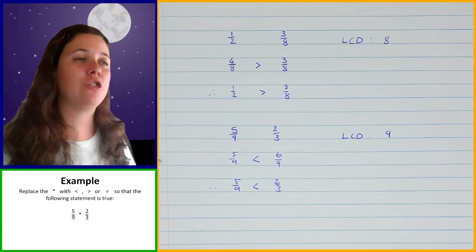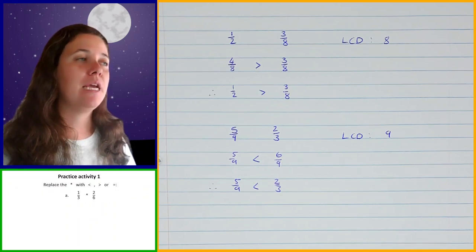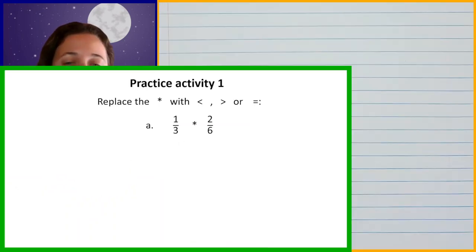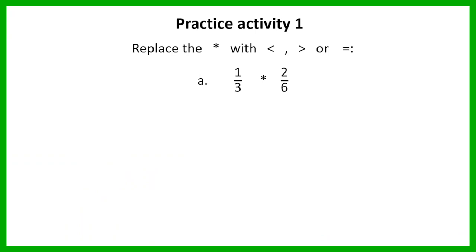So now I'm going to give you a couple that you're going to do for yourself. In this first example that you're going to do, over here you're comparing the fractions 1 third and 2 sixths, and you need to see if the symbol over here should be less than, greater than, or equal to. I'm going to give you 30 seconds to work this out.